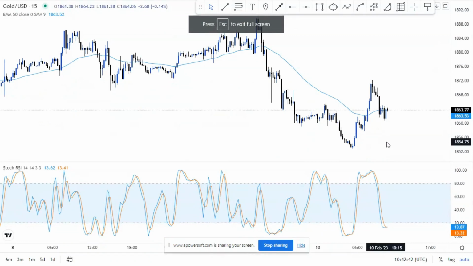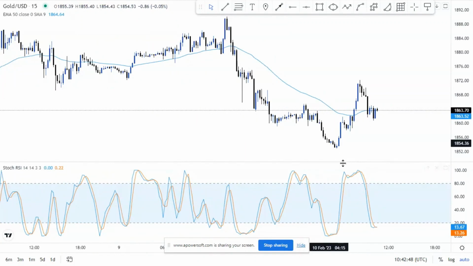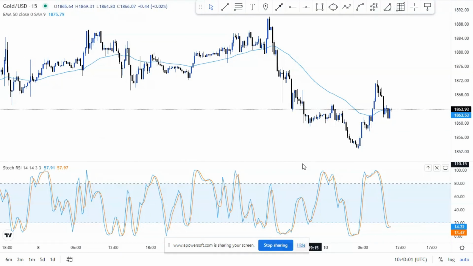So let me talk more about the stochastic. This is the one that has not been modified, and we are using gold on M15. Now this is what I want to bring out. Even by the way, these indicators sometimes you don't even need to modify them, but if you've not modified it, it's okay. Sometimes you want to make it better to fit your strategy.